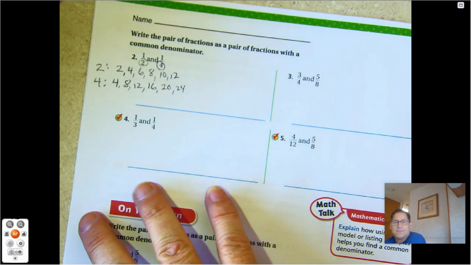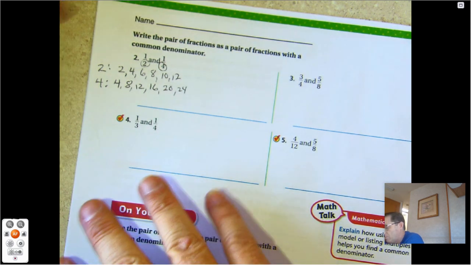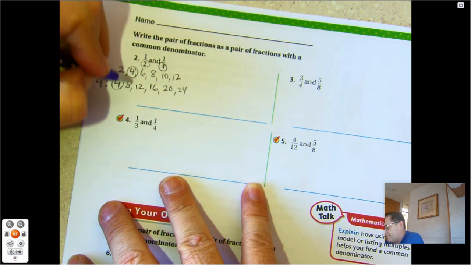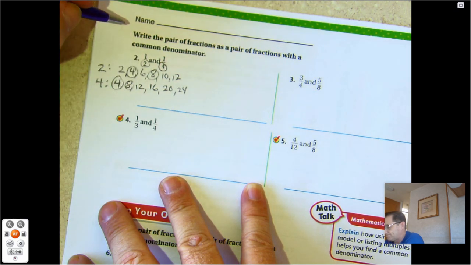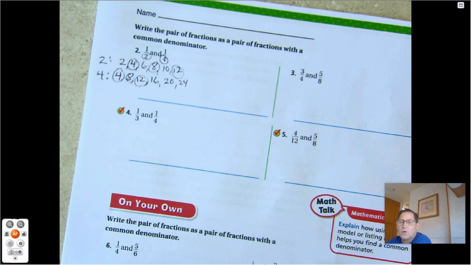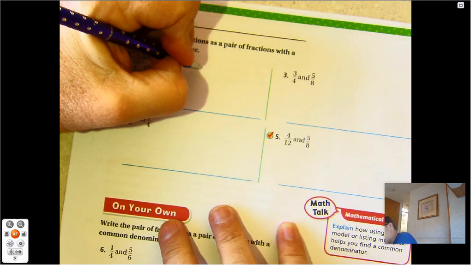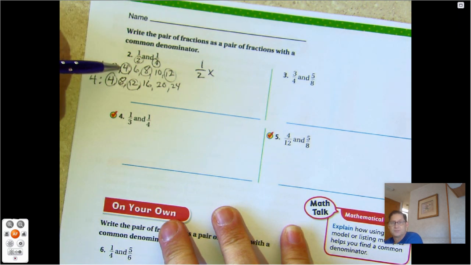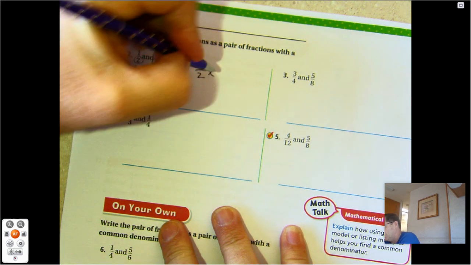All right. Now, circle common multiples. Well, the 4 is in common. The 8 is in common. The 12 is in common. So which one do I choose? Well, go with the smallest. Okay, it's what we call the least common denominator. So 1/2, I would be multiplying by 2 over 2.